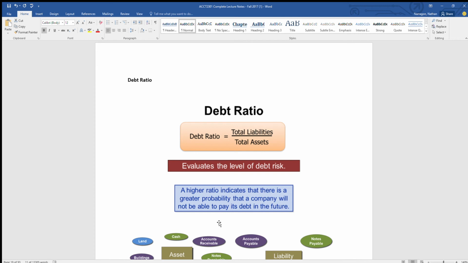Again, the formula is basically total liabilities divided by total assets. And this is the only ratio we have here. But be careful, we always go back to other ratios. So you've got to always remember your ratios.